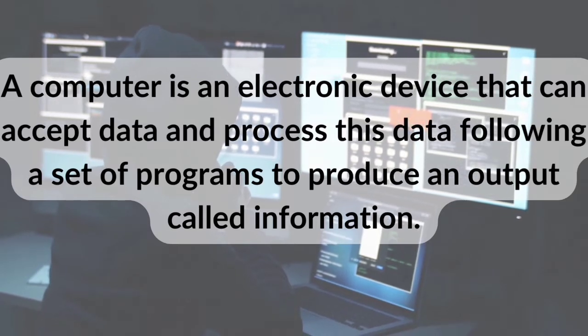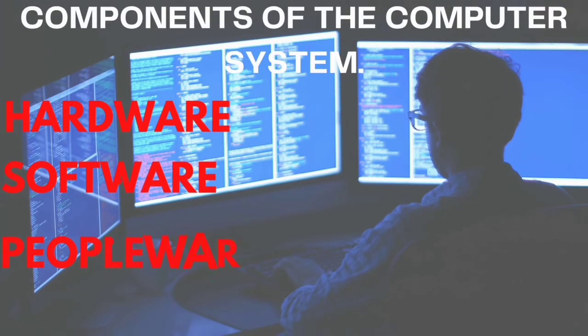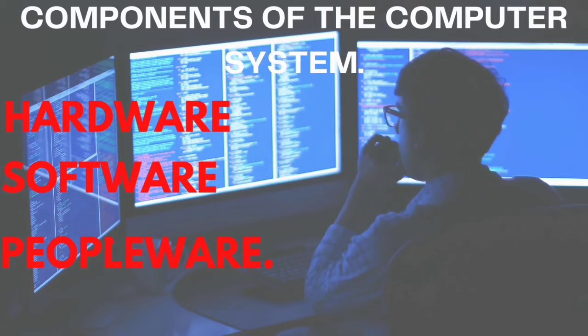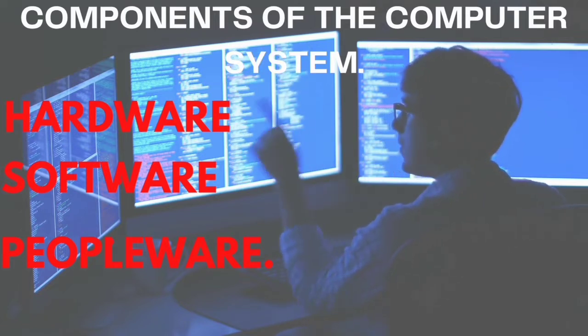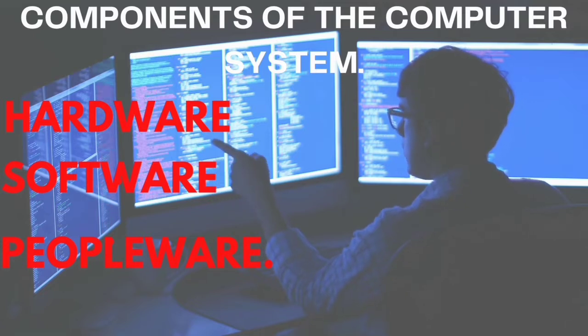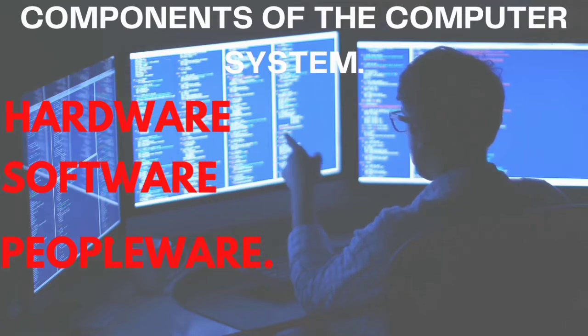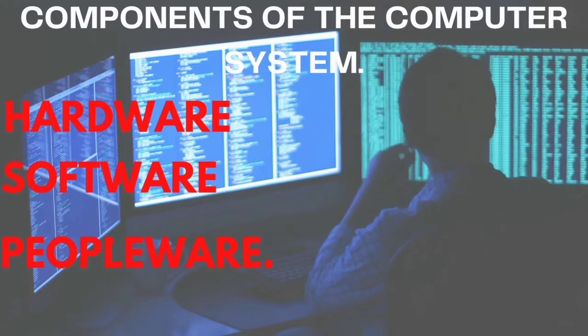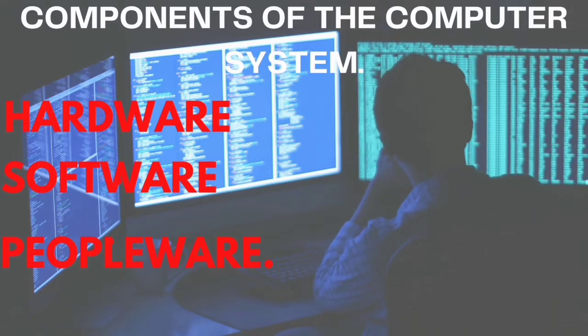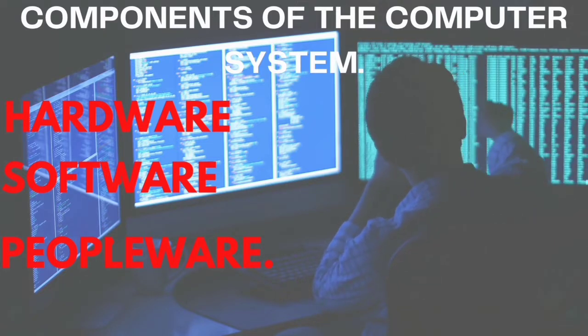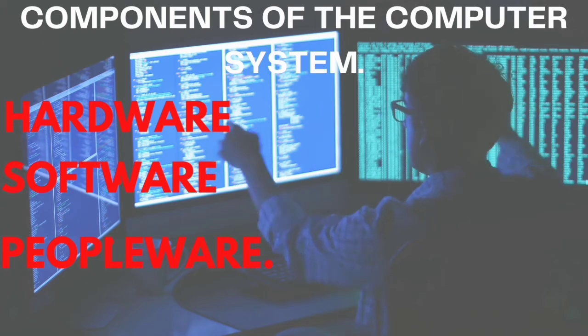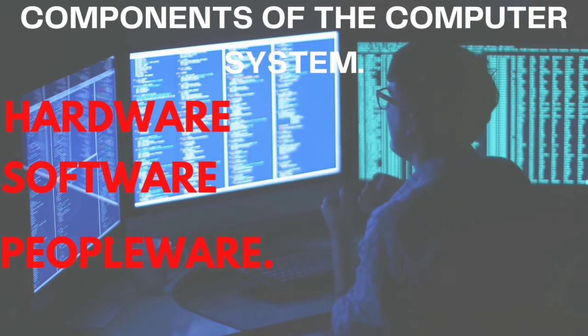Now let's talk about the components of the computer system. Basically, there are three main components, namely the hardware, the software, and the peopleware. Pay attention as we are going to be treating each component one after the other.